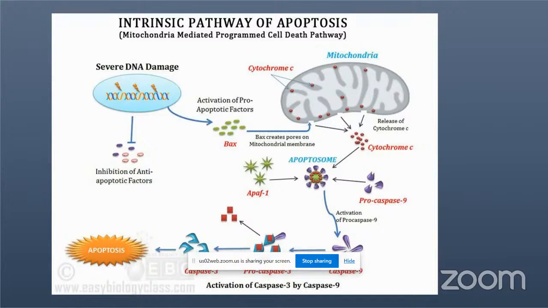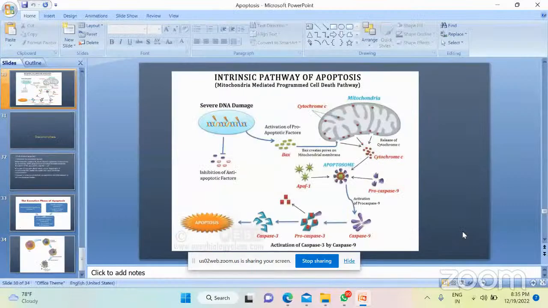Then, inhibition of apoptosis will happen. The first one is inhibition of anti-apoptosis factors, which will lead to activation of pro-apoptosis factors, that is BAX. Then BAX creates pores on the mitochondrial membrane, which leads to release of cytochrome C. Then in the cytosol, caspase 9 will form from procaspase. After that, apoptosis will lead to this condition.